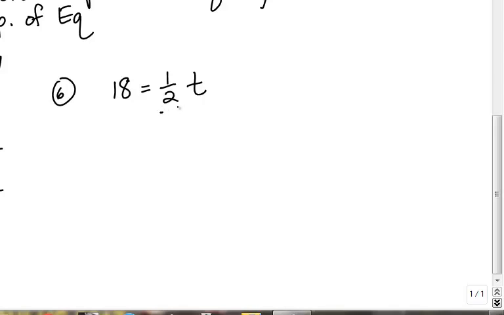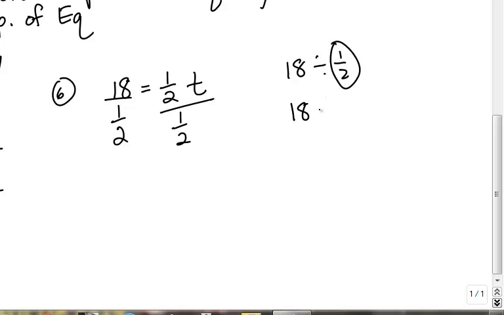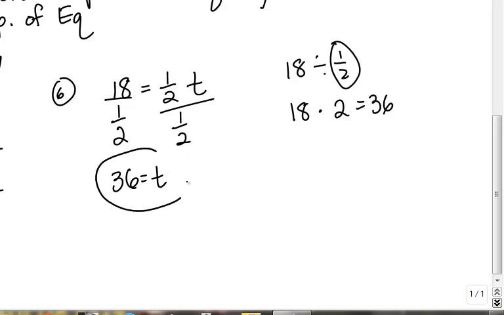There's two ways to do this. You can divide by a half on both sides. And remember, if you take 18 divided by 1/2, you invert and multiply. So invert that, and you should end up with 36. So 36 equals t. That's one way to work that.